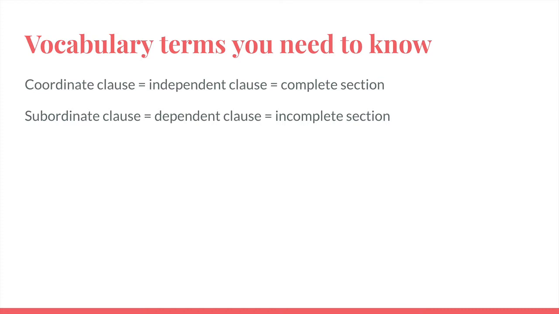For example, a coordinate clause is the same thing as an independent clause. And those two concepts both mean a complete section. And a subordinate clause, also termed a dependent clause, simply means an incomplete section. Now, regardless of whether you have a coordinate clause or a subordinate clause, remember, because the definition of a clause is any group of words with a subject and a predicate, both a coordinate clause and a subordinate clause will contain a subject and a predicate.